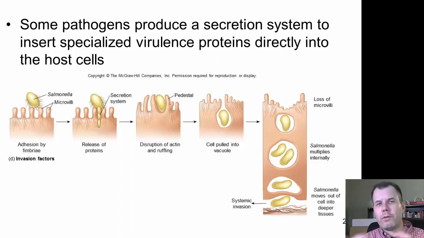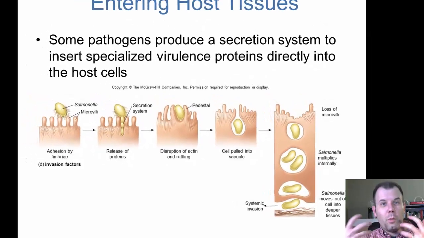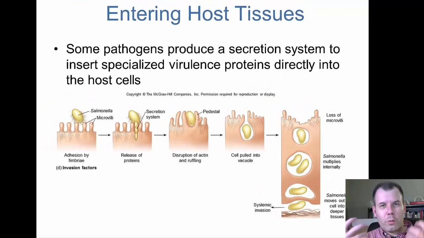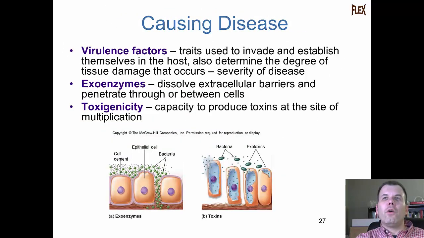These are called virulence factors, factors that are released by the bacteria and viruses that cause damage to the tissues. And these things make organisms more virulent, or more dangerous, or more infective. And so that's what we see. Okay? So virulence factors are traits that are used to invade and establish themselves in the host, and they determine the degree of tissue damage based on how many they have.